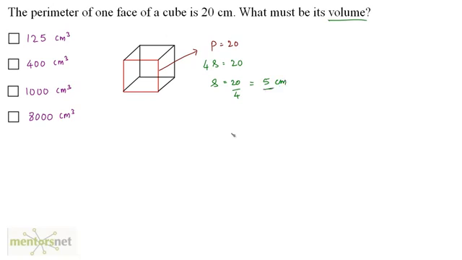Now we can calculate volume. Volume of a cube is basically side cube, right? So side is 5, so this is 5 cube, and 5 cube is 125 centimeters cube. Okay, so option A is the correct answer.